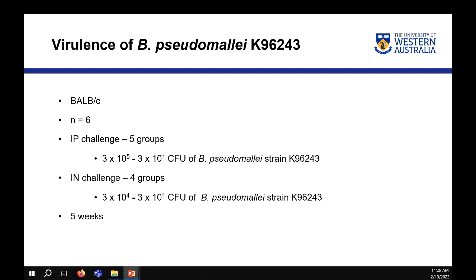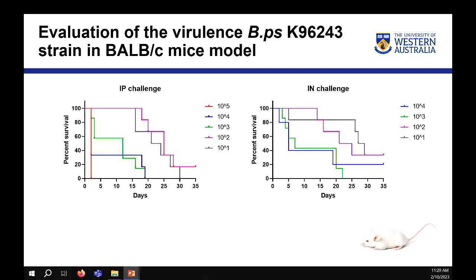So we went from 3 times 10 to the 5 to 3 times 10 to the 1 for IP. For the intranasal, we went a bit higher, 3 times 10 to the 4 to 30. And this is what we saw. So for the IP challenge, you can see we saw a dose-dependent effect. So the ones that were given 10 to the 5 succumbed very quickly to infection. So this was clearly too high a dose to use for future experiments.